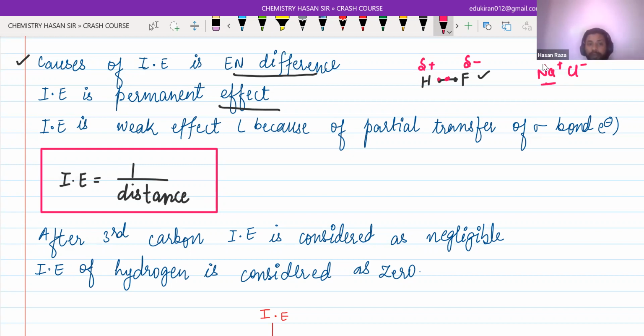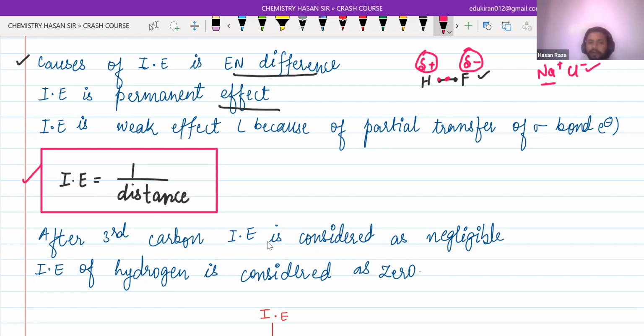That's why plus one, total plus one charge. And here chlorine totally gains one electron from sodium. That's why negative. And here you can see delta negative and delta positive. So basically the electron of hydrogen is in its orbital, it will be in 1s1, but slightly displaced towards the fluorine. That's why delta positive charge.